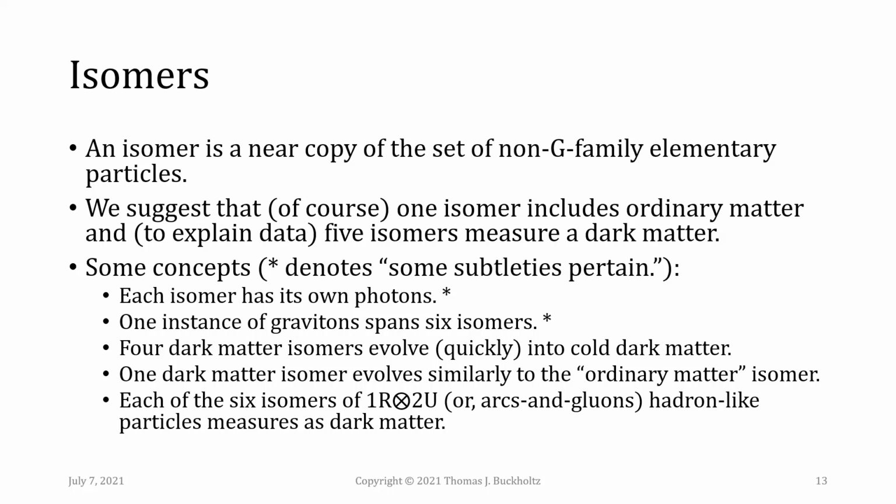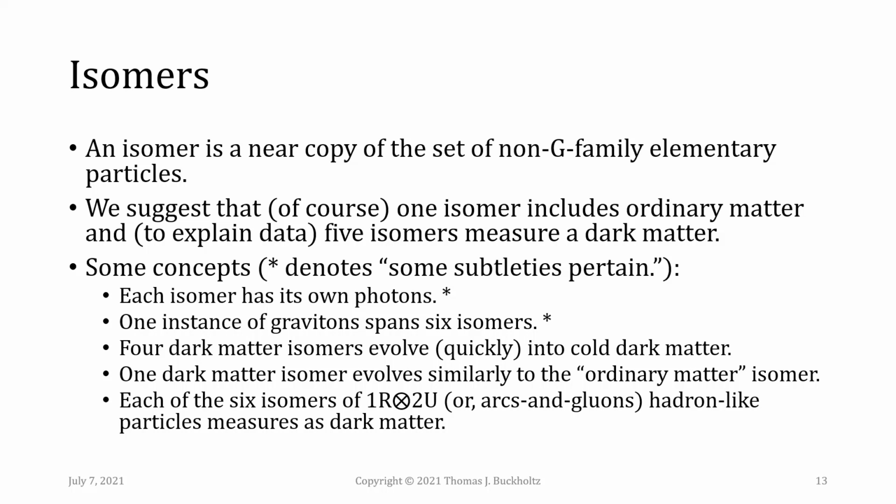One might say that one instance of gravity connects the 6 isomers. The isomers can differ by how, for charged leptons, the generations match up with the masses. Stuff associating with 4 isomers, so-called isomers 1, 2, 4, and 5, evolves quickly into cold dark matter. So-called isomer 3 stuff evolves similarly to the stuff associating with the isomer that includes ordinary matter.